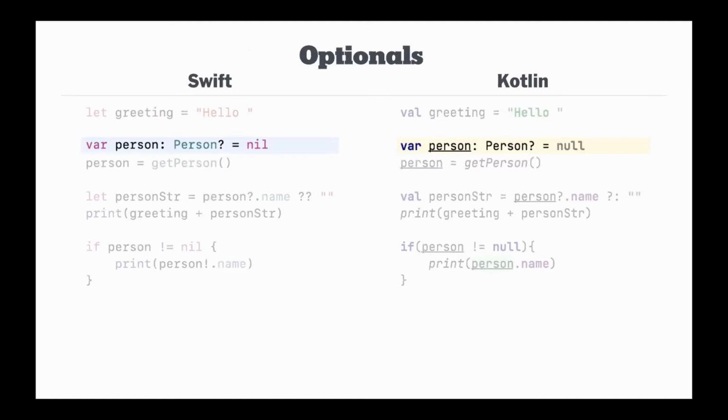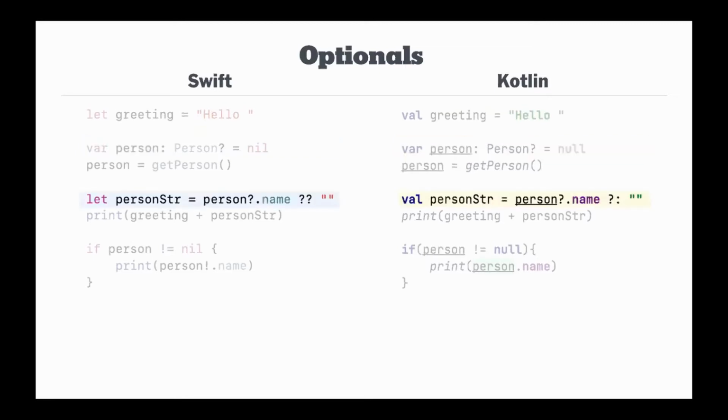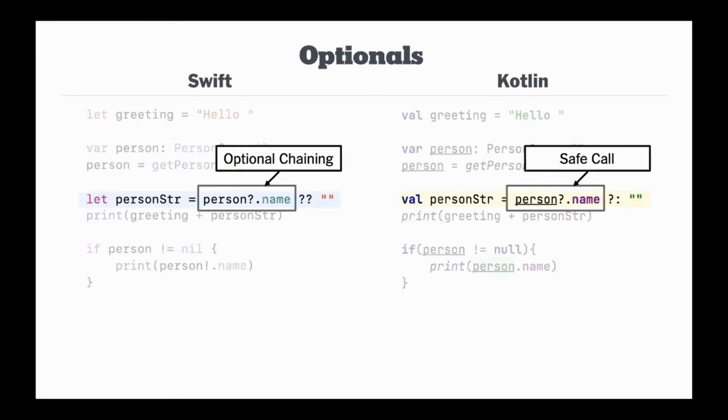Now, focusing on optionals, we can use the question mark syntax on the type to declare either variable in both languages as optional or nullable. And note that we use nil for null in Swift. Now, say we wanted to get the optional's value or run a function on it, we can use the question mark dot syntax in either language.